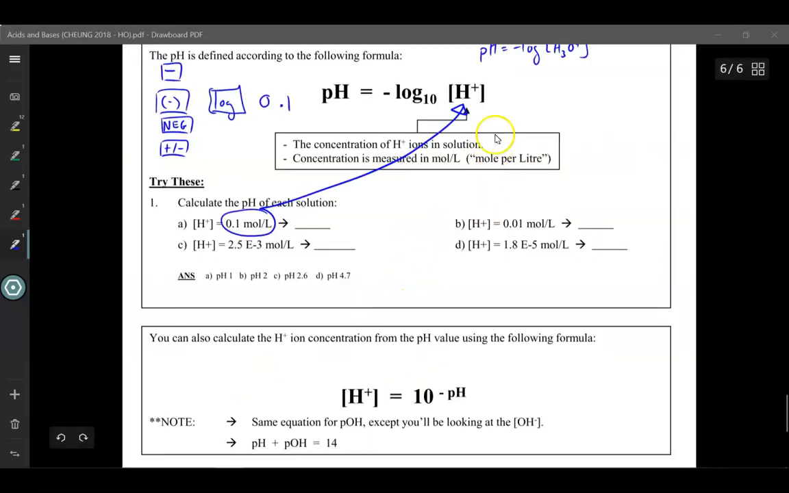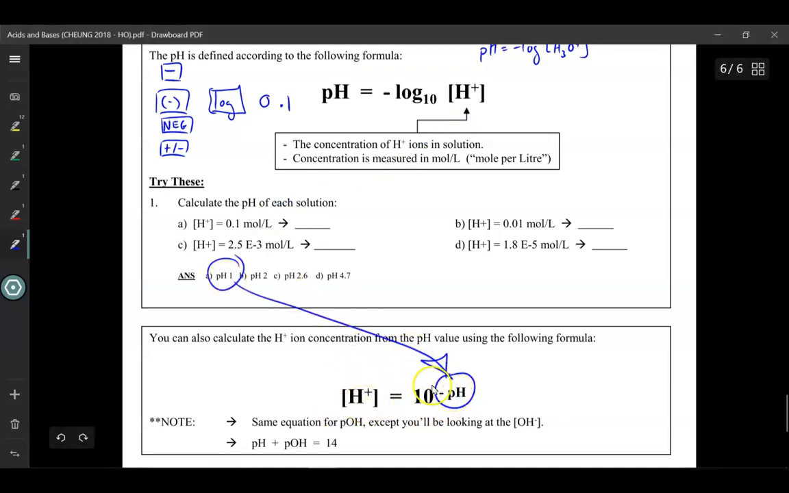Now, what happens if I want to go the other way around? So instead of searching for pH, I give you pH, and I want to find the concentration of H+. So the opposite of logarithm is exponent 10. So 10 to the power of negative pH gives you the hydronium concentration, the H+ ion concentration. So if you plugged in a pH of 1 over here, it'd be 10 to the power of negative 1, and you should get a 0.1 concentration for the H+ ion.